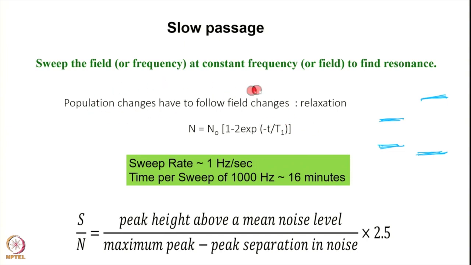The population changes have to follow the field changes here, okay. This is a slow process. This is dependent on the relaxation time T1, and that is given by this equation. The population difference is given by N0 into 1 minus 2 times e to the minus t by T1.